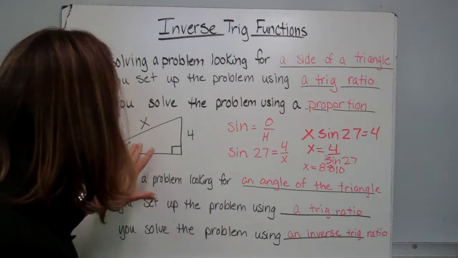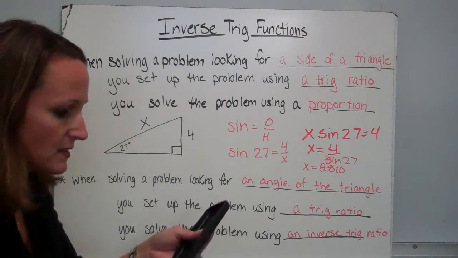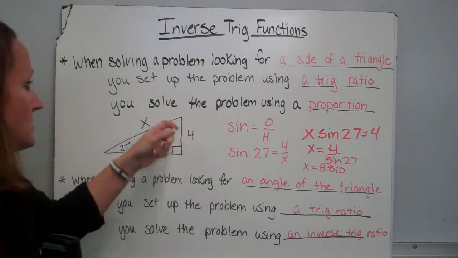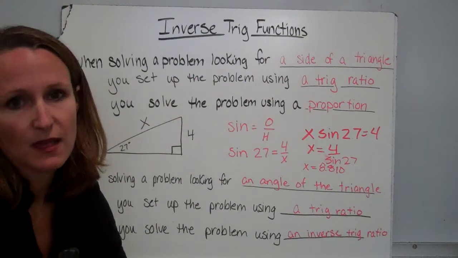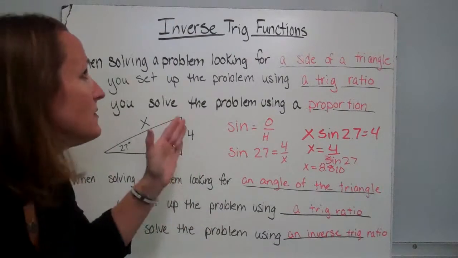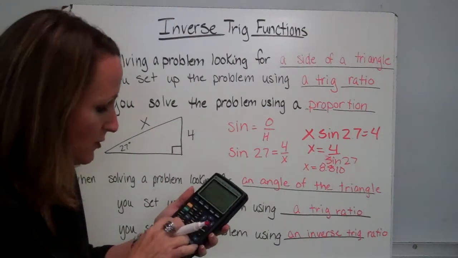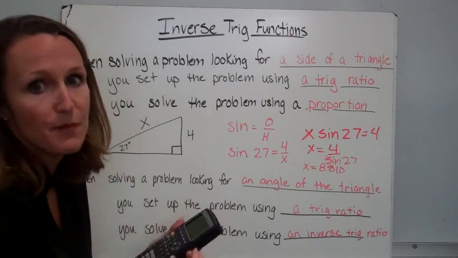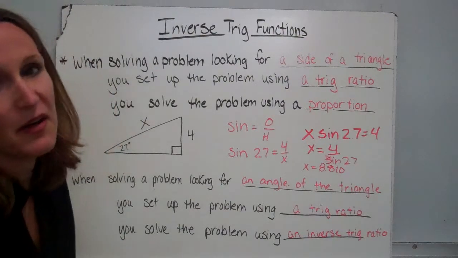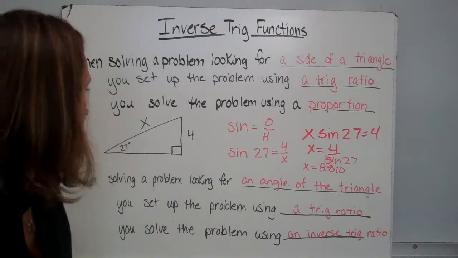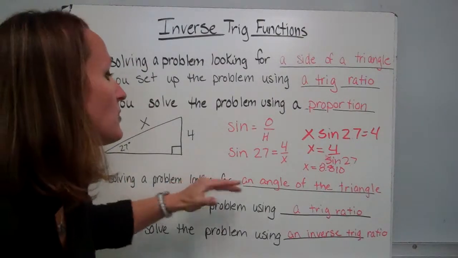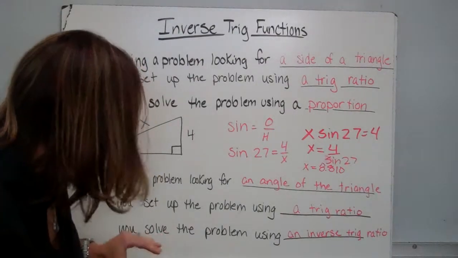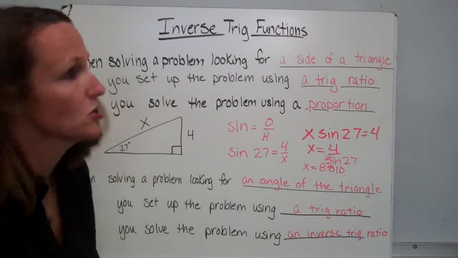Okay, so let's say we're looking for an angle. We know the sides, we know some of the angles, but we're looking for a missing angle. In this case, we would need to use the inverse of a sine function. And of course, the inverse of the sine function is when we see these sine -1 or cosine -1 or tangent -1 above the sine, cosine, and tangent buttons on our calculator. We use the second button to get there. So when you're solving a problem looking for an angle of the triangle, you still set up the problem using a trig ratio, and you solve the problem using an inverse trig ratio.